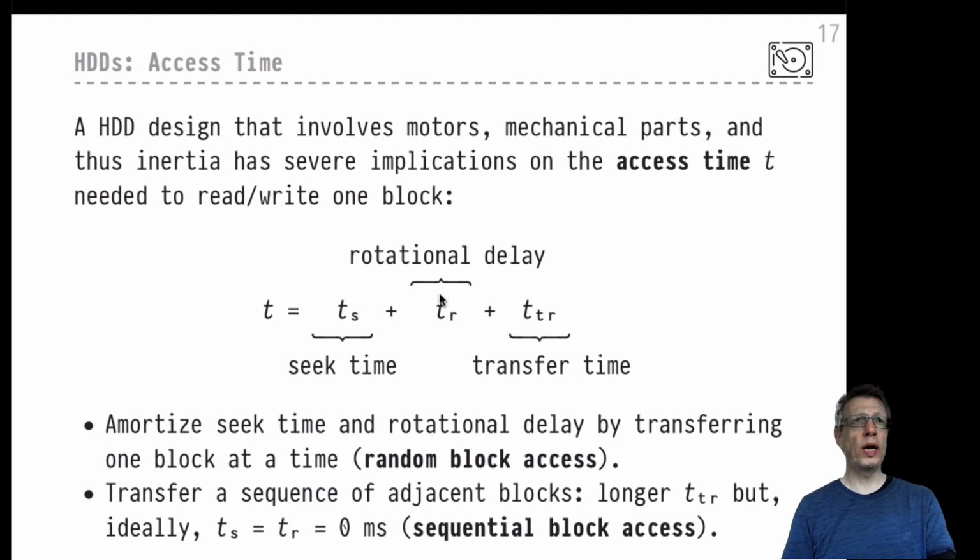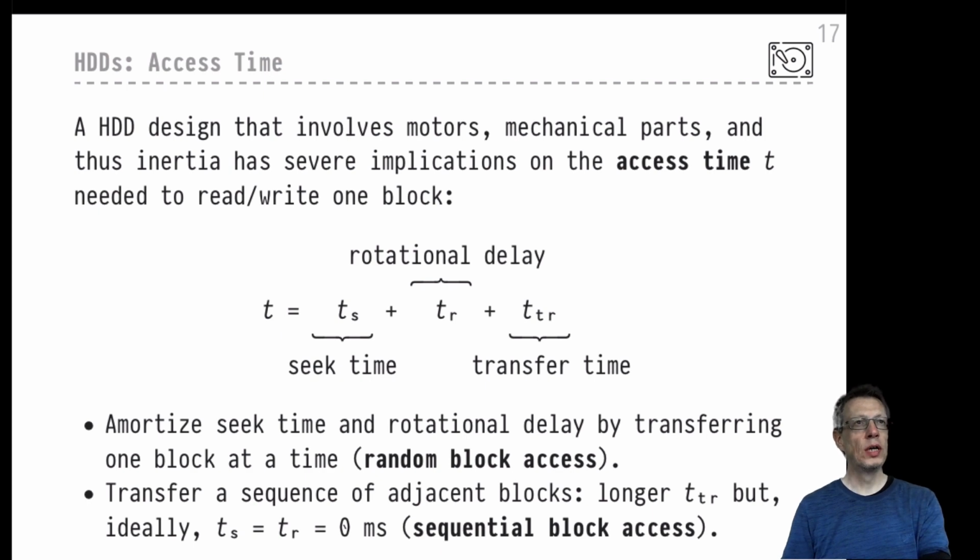We then have to expend rotational delay until the wanted block is rotating under our read-write heads. That's the rotational delay TR. And then we need to scrape the bits out of the block. We have to transfer the data. That would be TTR, the transfer time. All of these add up to define the access time, the time we have to wait until we really can access the bits in a particular block.